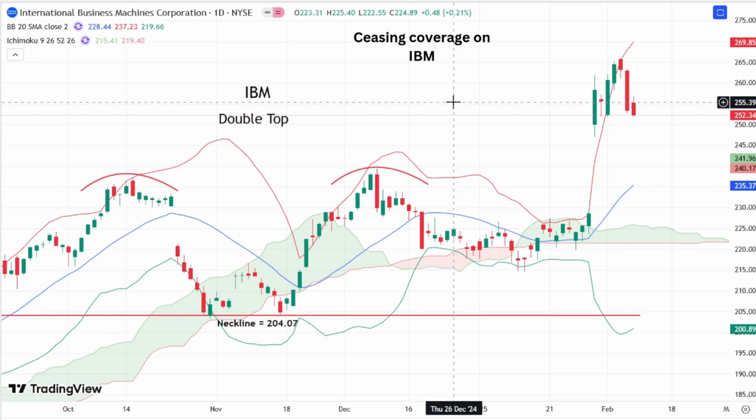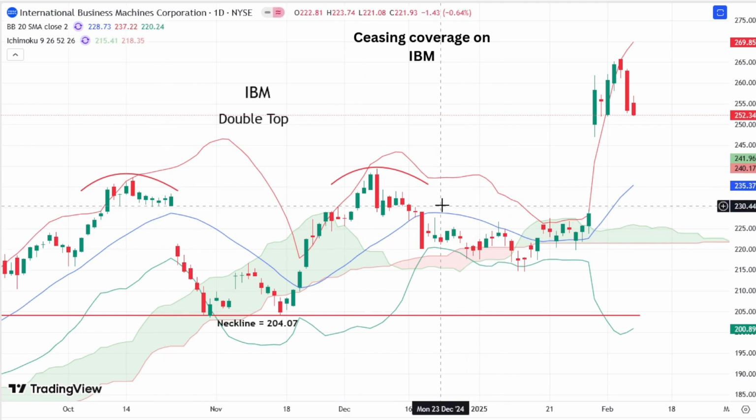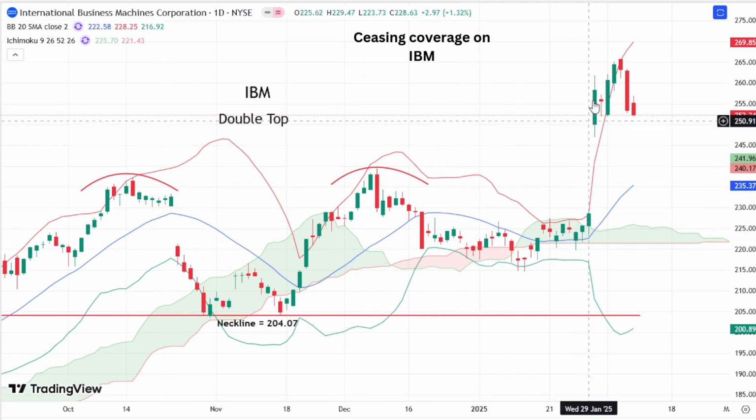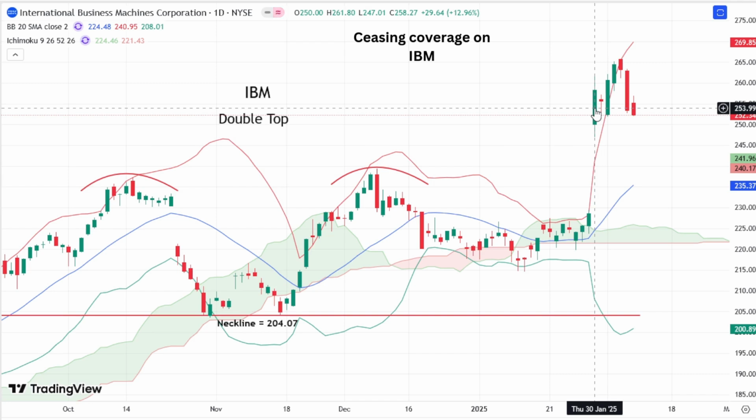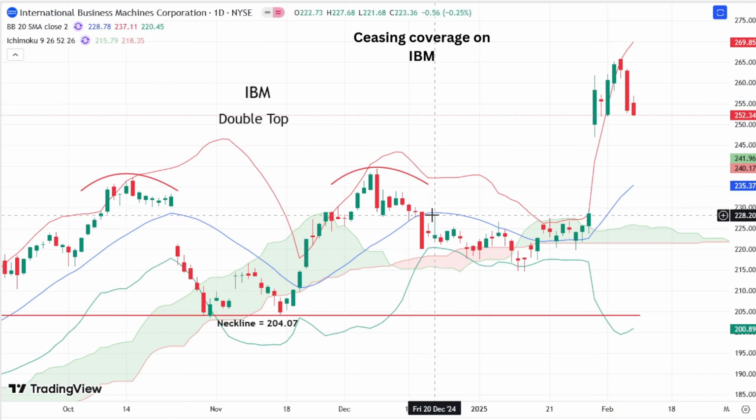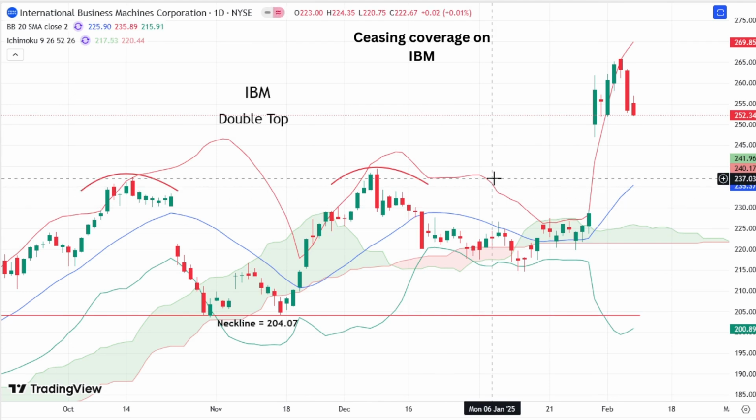There are also names that I have pointed out as having upside or downside risks, but these patterns were not completed. Among them was IBM. I highlighted a potential double top over here, but price action gapped up strongly on the 30th of January. Therefore, this bearish potential of IBM has been invalidated, and I will cease coverage on this name.